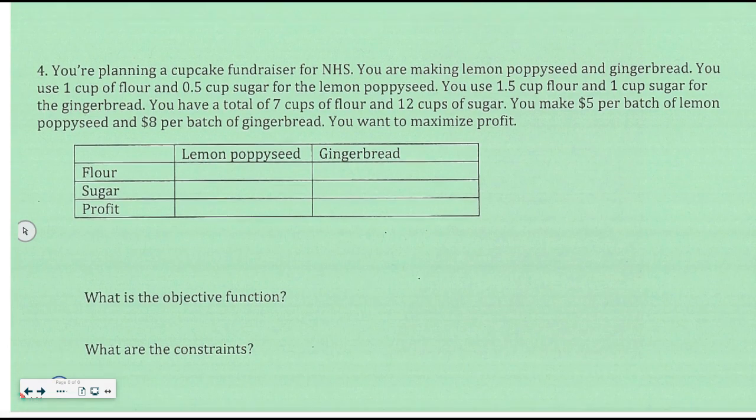Although it might not be poppy seed and gingerbread muffins, it might be fruit salad and whatever, but you'll have two things that you have to set up an objective function for and the constraints for. So we're going to do this one together and then all the other ones, and this is the exact length of your test. What are there, 7 of them on there, Mason? I think, and that's how long your test is.